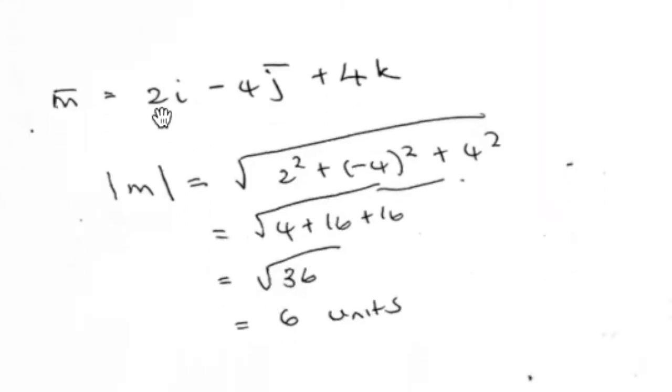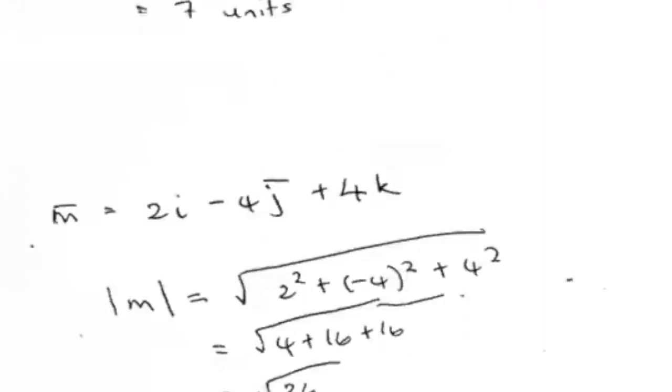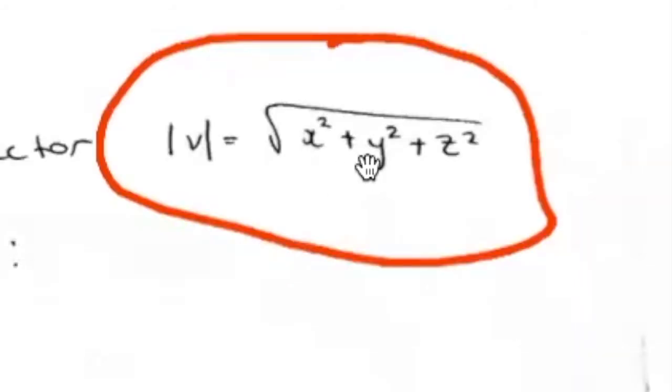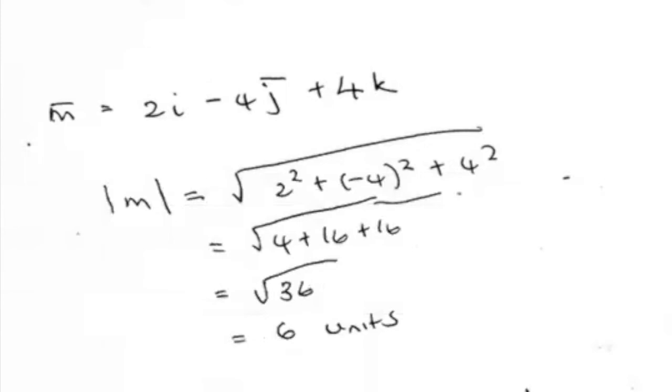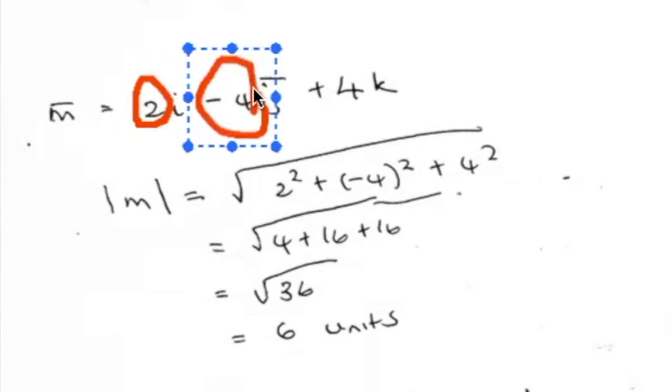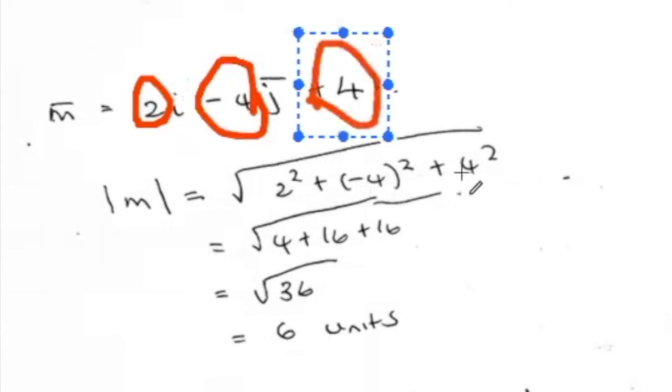Now let us look at the next example where we're going to find the magnitude of m. Again, we're going to use the same formula. Finding the magnitude of m using the coefficients of i, j, and k, we have 2, which is x, becomes 2 squared. Negative 4 is the coefficient of j, so we have negative 4 squared, and 4, which is the coefficient of k that represents z, is 4 squared. So 2 squared is 4, negative 4 squared is 16, and positive 4 squared is 16. Adding it, you have 36. So the square root of 36 is 6.